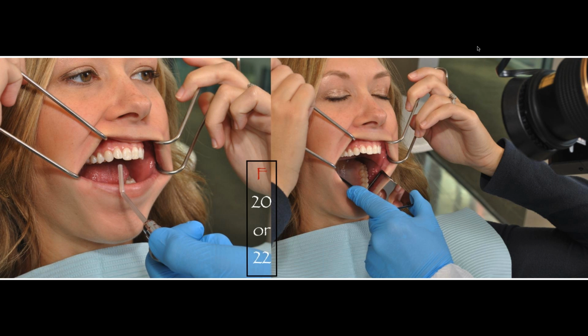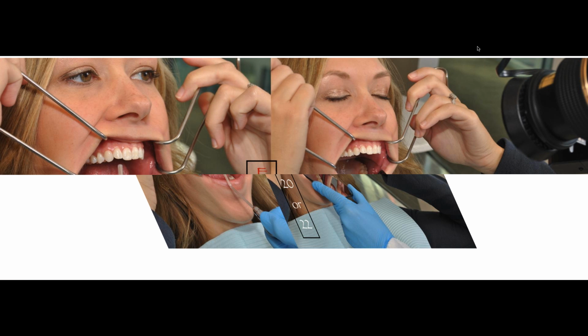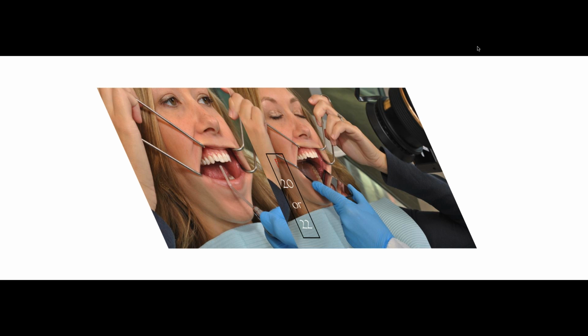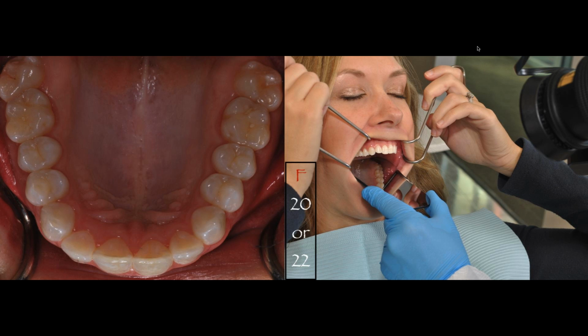You can have your assistant, and this is the reason why I have my patients hold the retractors, because at this point, my assistant has both of her hands free, and I can ask her to blow air to the mirror, so that it can help me eliminate any blurriness or any fogginess of the mirror that I'm having, because the patient is breathing through her mouth. But I always tell my patients, please breathe through your nose. And then we take the photo.